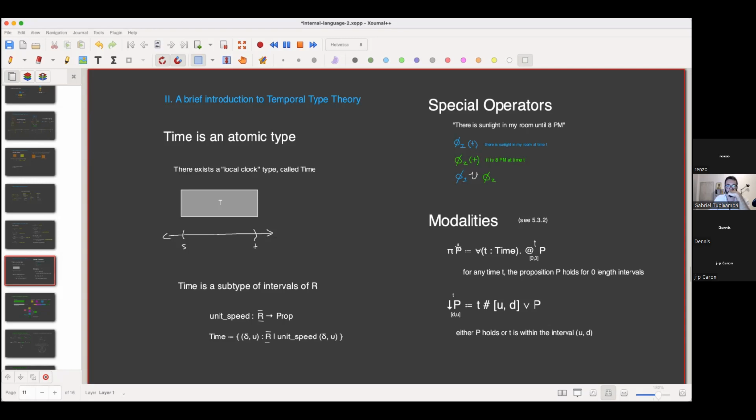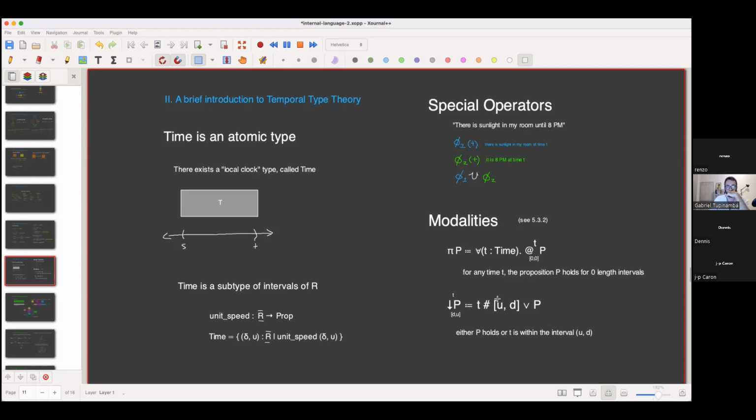Right. So this modality is transforming a proposition to one which only zooms into that one instant, and it asks the same question, but for that instant. Okay, hopefully that is clear.